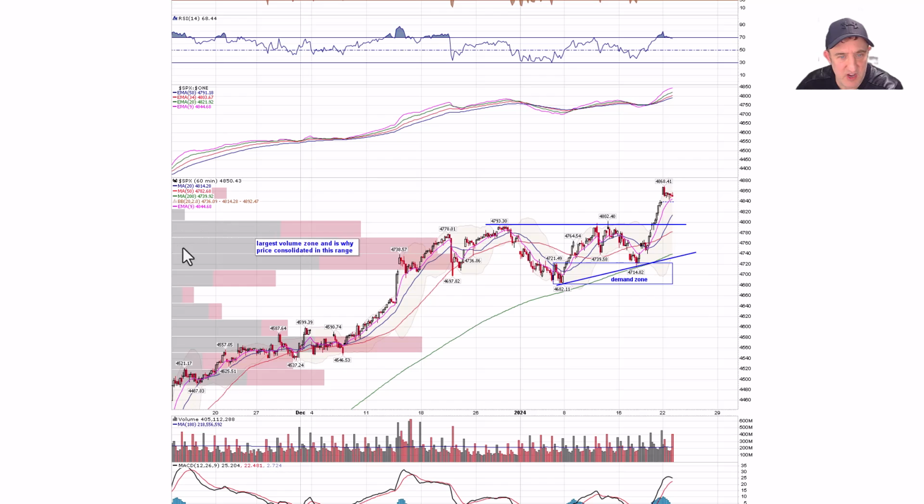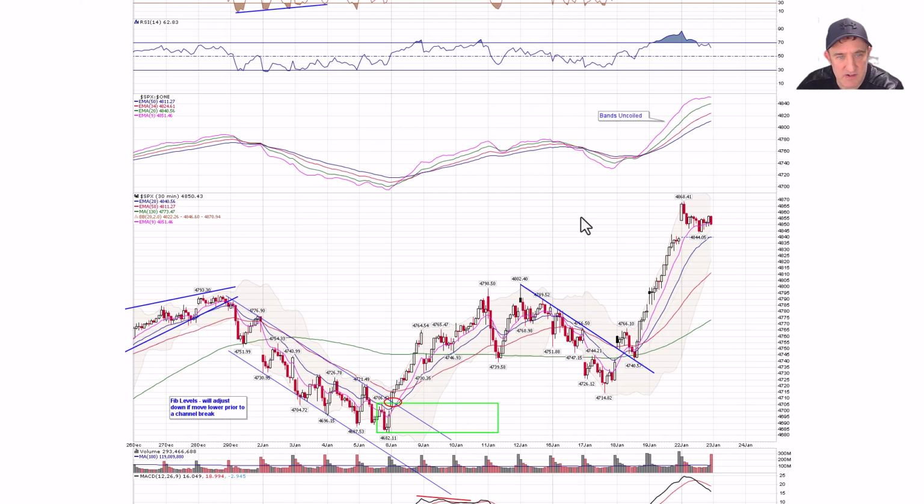Also, here's a little education. You see the volume by price. You see how big the volume bars are? This was the largest area of the volume bars. Well, that's why the S&P consolidated in this range. Okay. Whenever you have those large volume bars, it's going to be important resistance or support. Right now, obviously, we're at a new high, so there's not much here. This is now a big support.